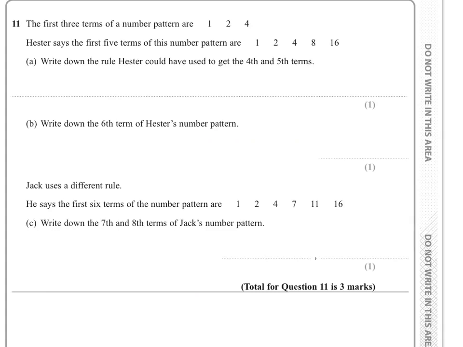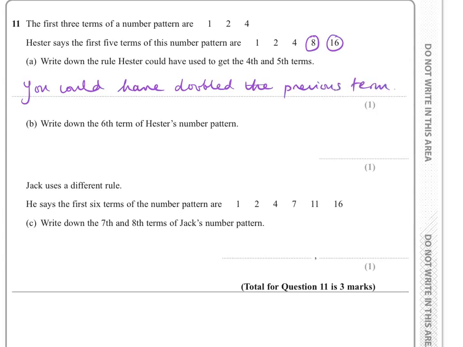Question 11. The first 3 terms of a number pattern are 1, 2, 4. Hester says the first 5 terms of this number pattern are 1, 2, 4, 8, 16. Write down the rule Hester could have used to get the 4th and 5th terms. Well, to get the 4th term and then the 5th term, you could have doubled the previous term, or times the previous term by 2.